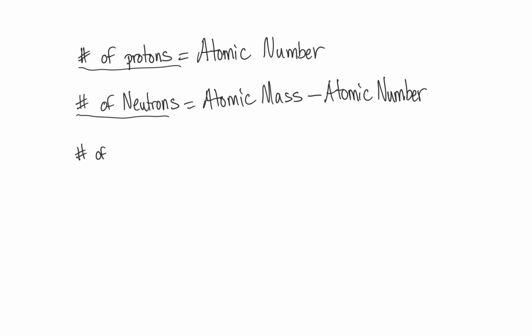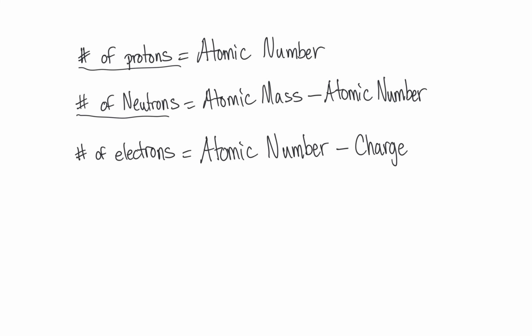And finally, to find the number of electrons, you take the atomic number, the smaller of the two numbers, and then you subtract from that the element's charge. So in the case of the carbon atom that I drew, which I said was a neutral charge, a charge of 0, you would end up with 6 minus 0, which would equal 6 electrons.